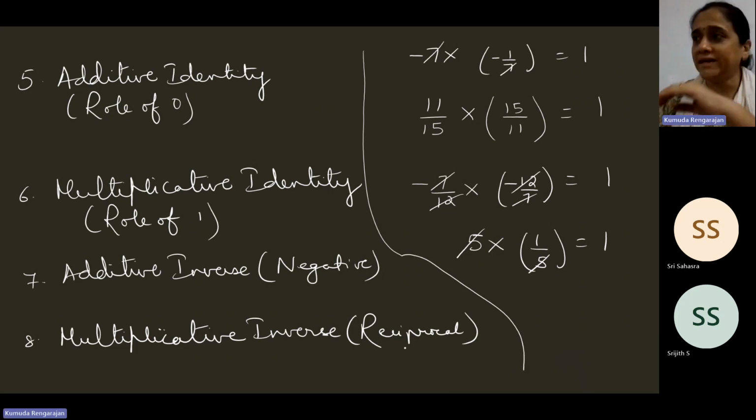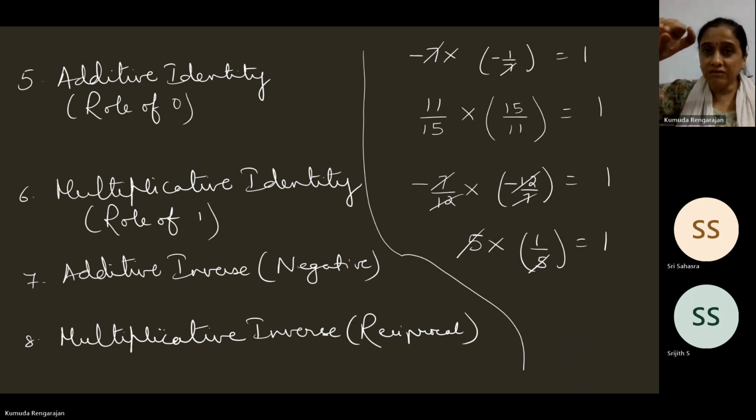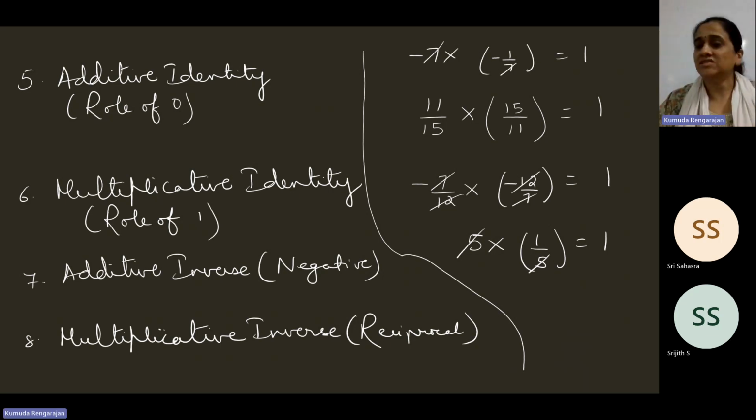So when you're writing the negative of a rational number, you must write that number as it is, but write the opposite sign. When you're writing the reciprocal of a rational number, invert the number, put the same sign. See, there are two changes which you can do.